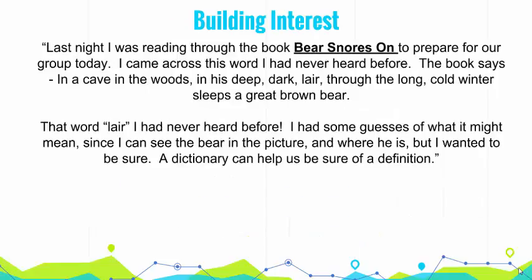Using the mentor text Bear Snores On, or another mentor text that you have chosen, show students an unfamiliar word and explain that the dictionary will help you determine what the word means. You may say something such as, I have never seen the word layer before. I had some guesses as to what I thought it might mean, since I can see the bear in the picture, but I want to be sure. A dictionary can help us be sure of what a word means.